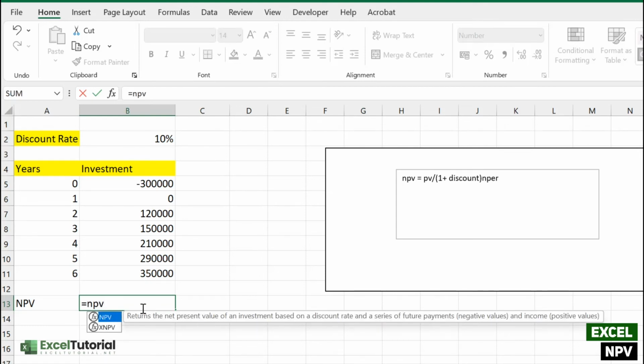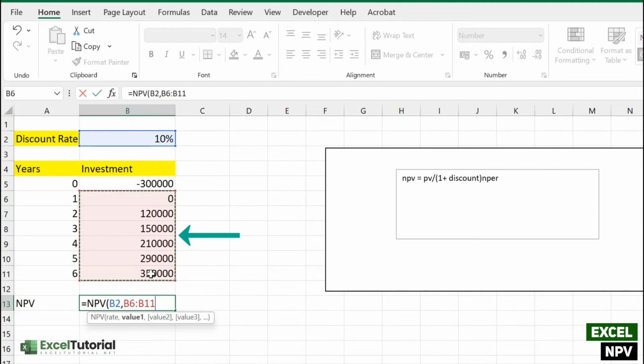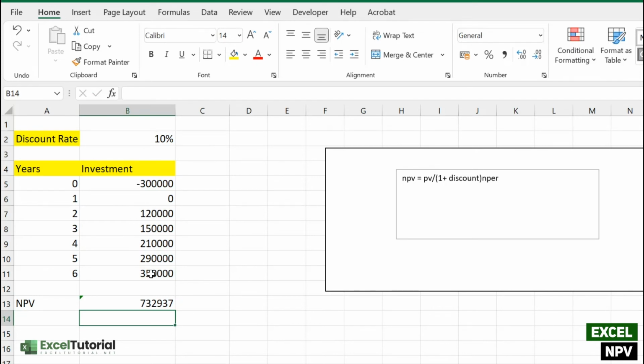So NPV, let's open the NPV function. We have two arguments mainly. First is the rate, which will be the discount rate here, which is very straightforward. In the next value section, we need to enter our first to sixth period cash flows. That's how we enter that. And if we close the parentheses, let's see how much amount we incur. So we incur that much amount, right?